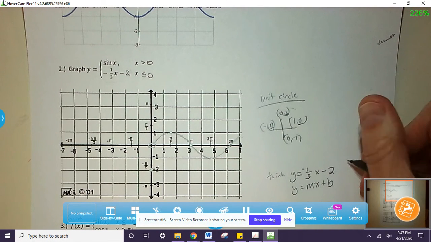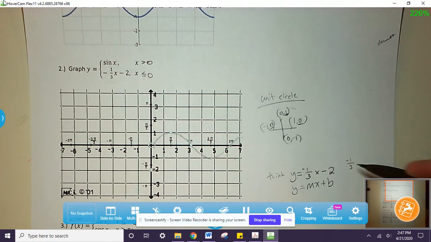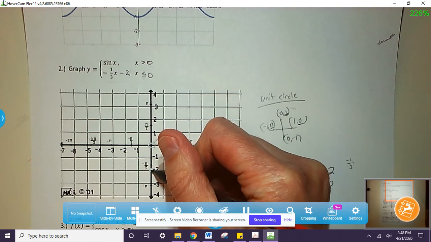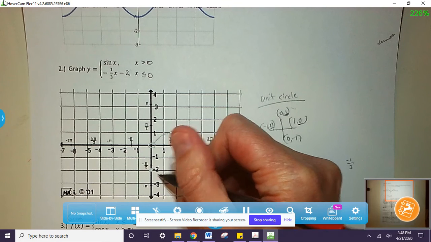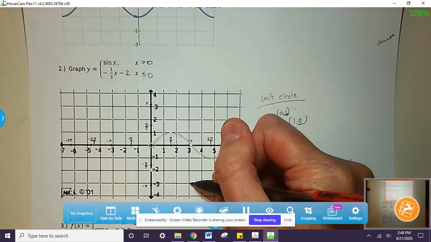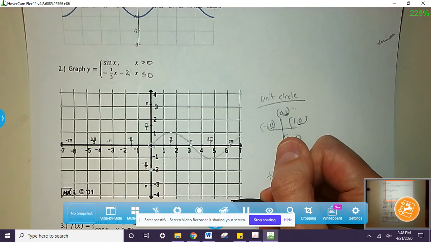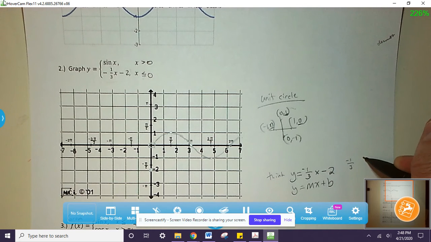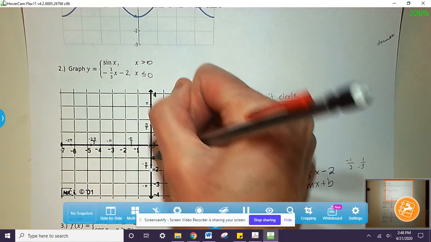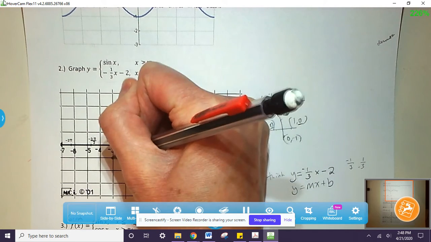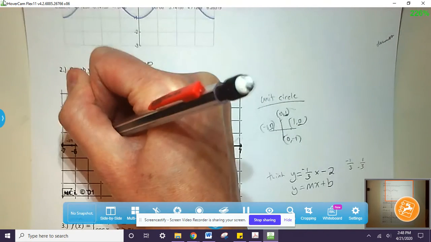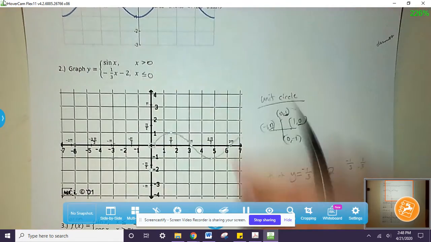So for negative 1/3, we can either go down 1 and right 3, which I don't really want to do because I don't want the graph to be over here in this region. But we go like that. Or I can go up 1 and left 3. So if I go up 1 and left 3, and then go up 1 and left 3 again, I can connect the dots and extend.